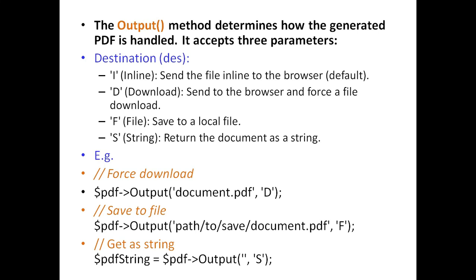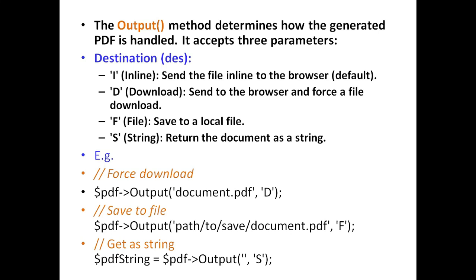The Output method determines how the generated PDF is handled. It accepts three parameters. One is destination. The different destination options are: I, which sends the file to the browser, which is the default option. If you give the option D, it will send it to the browser and force the file to download. If you give the option F, it will save to a local file. And if you give S, it will return the document as a string.